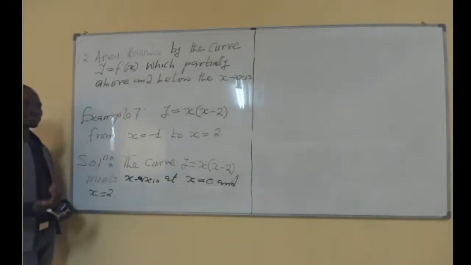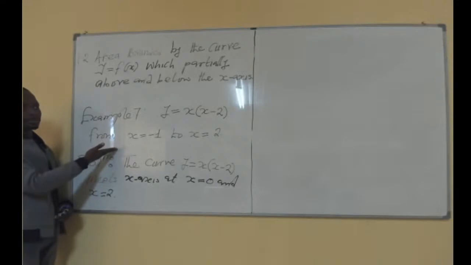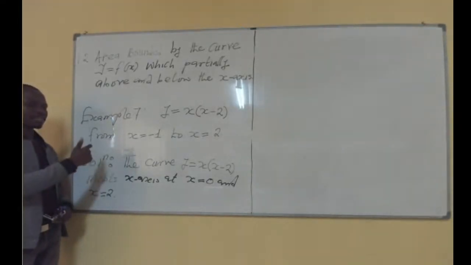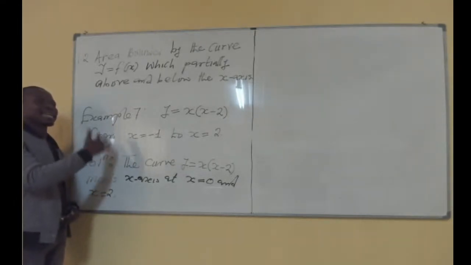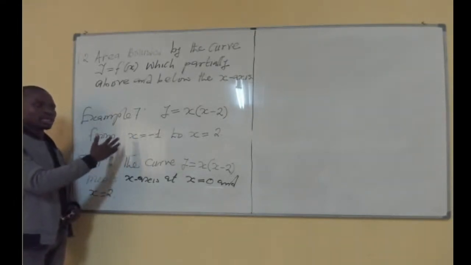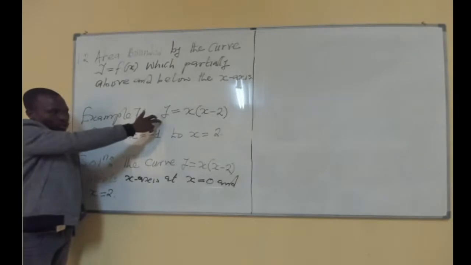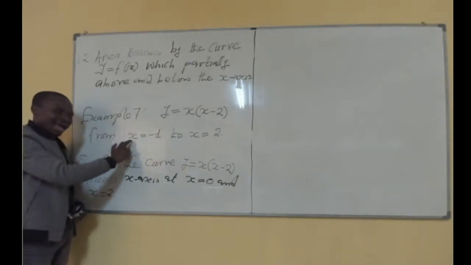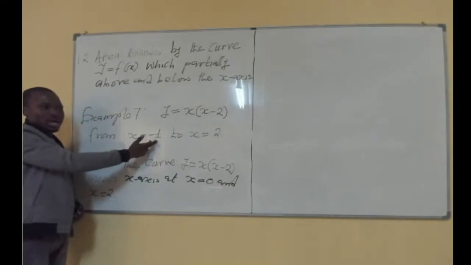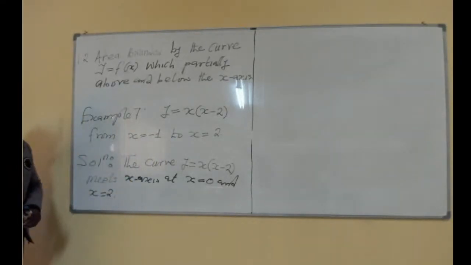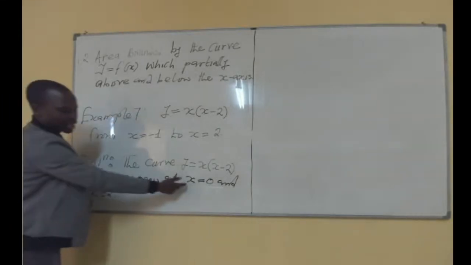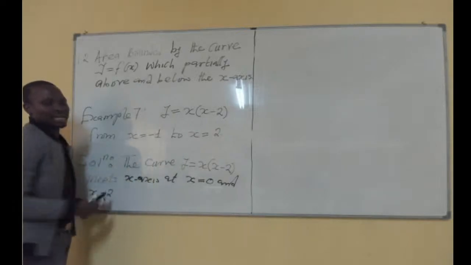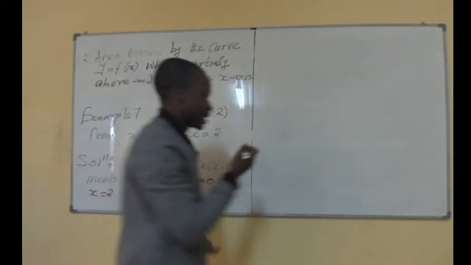Now, an example of such a scenario is the question given in example number 7. Here they are asking us to find the area of the region bounded by this curve and the line x equal to -2, and also the line x equal to 2. Now, if you look at the line x equal to 0, this line lies between -1 and -2. Maybe let me sketch the curve.